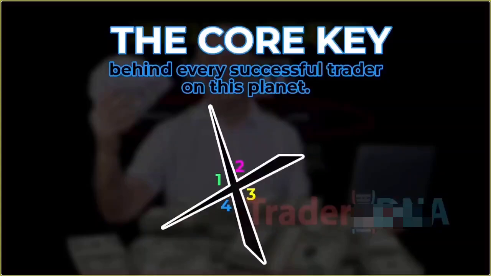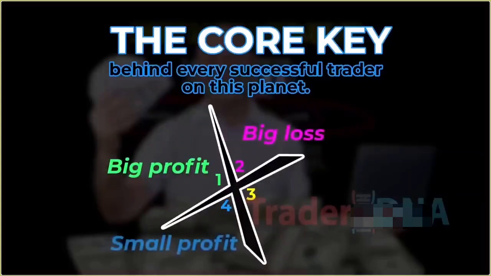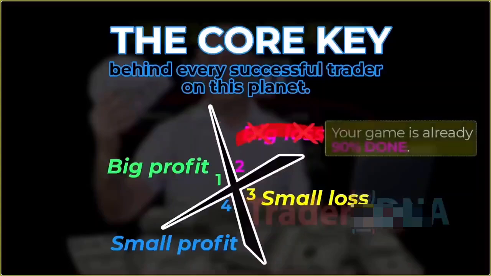So focus. Lock in. In trading, there are only 4 possible outcomes. You can make a big profit, you can take a big loss, you can make a small profit, or you can take a small loss. That's it. That's the entire game. Now listen very carefully. To become a profitable trader, you only need to do one thing. Eliminate big losses. That's it. If you can remove big losses from your system, your game is already 90% done.